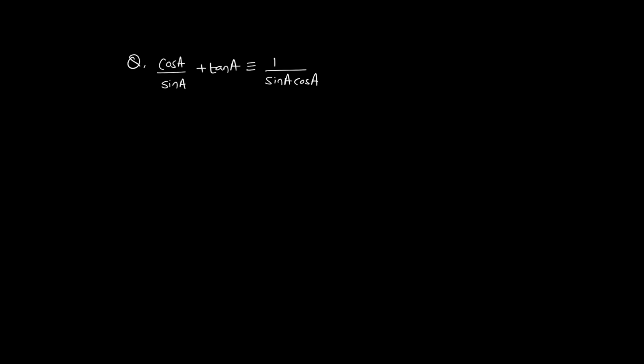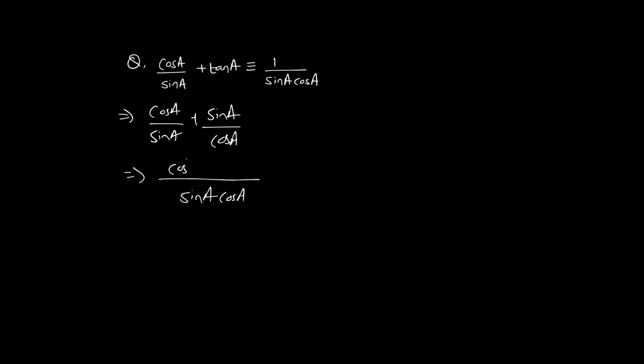Okay, now in this identity, this is the advice: whenever you see tan, try to replace it with sine and cos. So cos a over sine a plus sine a over cos a, and then you simplify this. So the LCM would be sine a cos a, and the numerator would be cos square a plus sine square a. And you very well know now that cos square a plus sine square a is 1. So 1 over sine a cos a.